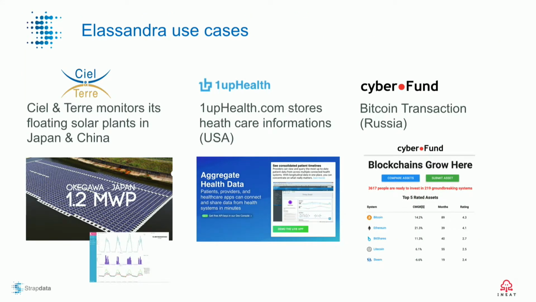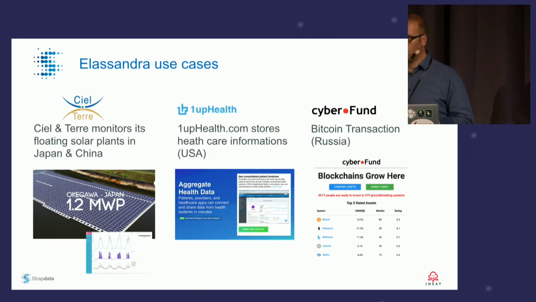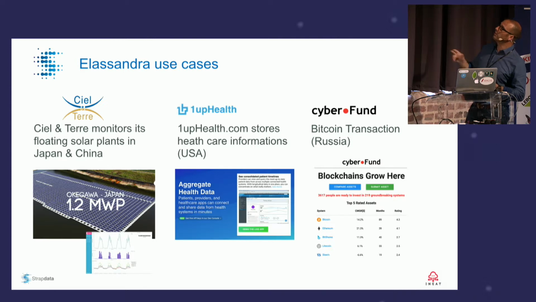But there are various use cases with Cassandra. You can do IoT. For example, on the left, you've got a project of a French company deploying PV solar plants in Japan on small lakes because the ground is too expensive in Japan. So we collect all those data in Cassandra, and we've built a dashboard to monitor the production of the PV solar plant. There's also a startup in the US that collects health data from various hospitals to do analytics. And you've got a Russian company that does blockchain monitoring for bitcoins and many electronic moneys.